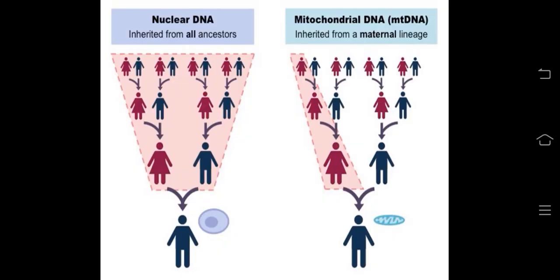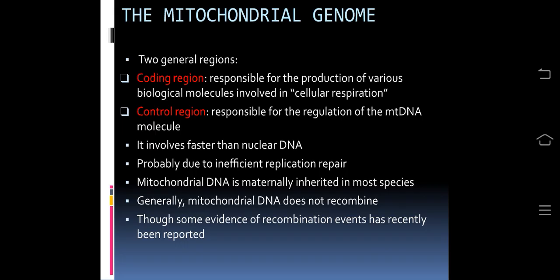Nuclear DNA is inherited from all ancestors. Mitochondrial DNA or mtDNA is inherited from a maternal lineage. The mitochondrial genome has 2 general regions. The coding region is responsible for the production of various biological molecules involved in cellular respiration. The control region is responsible for the regulation of the mtDNA molecule.